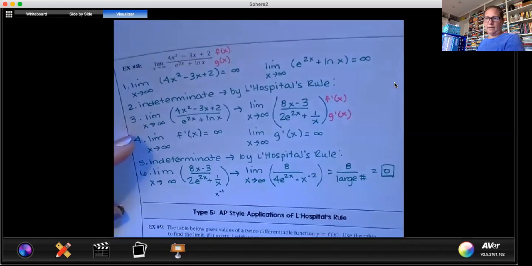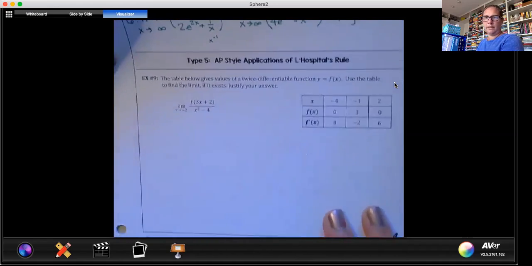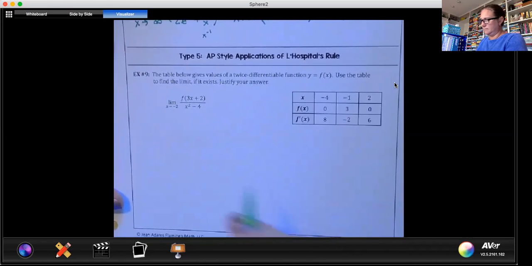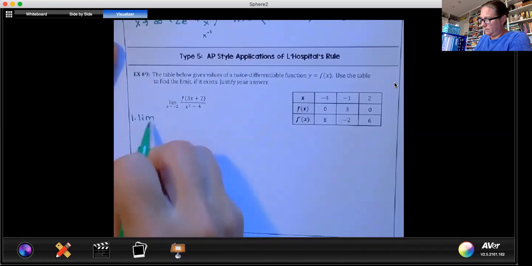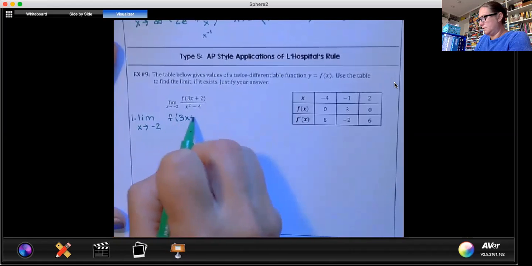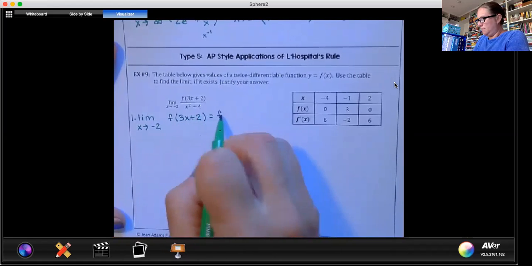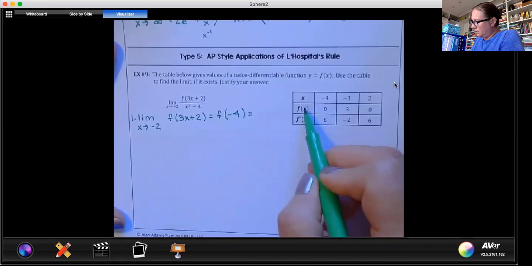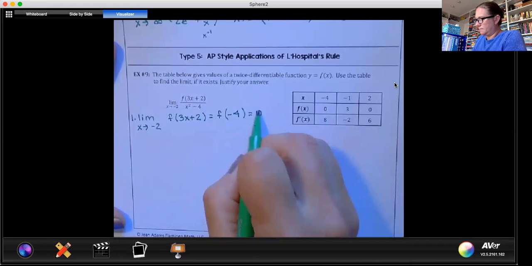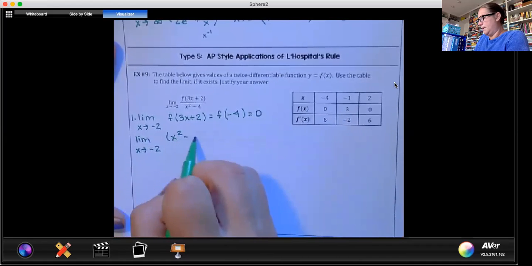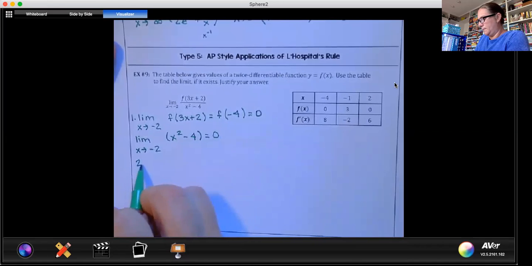We're going to start looking at some AP type problems, starting with number 9. The table below gives values of a twice differentiable function, f of x. Use the table to find the limit if it exists and justify your answer. So the limit as x approaches negative 2 of f of 3x plus 2 is f of negative 4, so f of negative 4 is 0. And the limit as x approaches negative 2 of x squared minus 4 is also 0. Indeterminate.